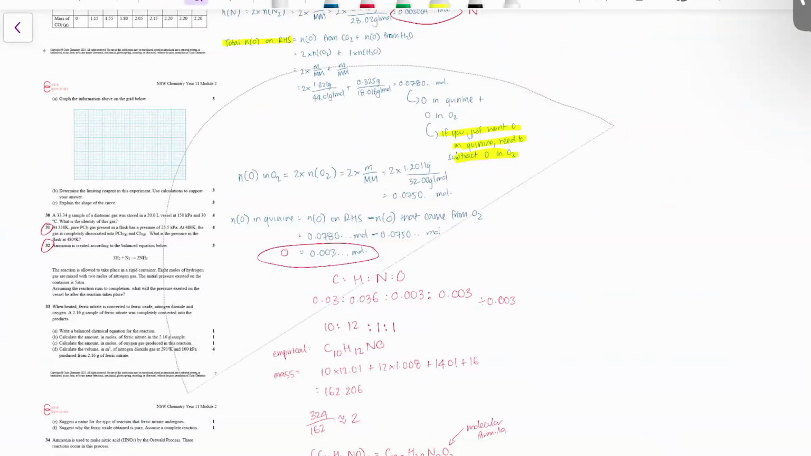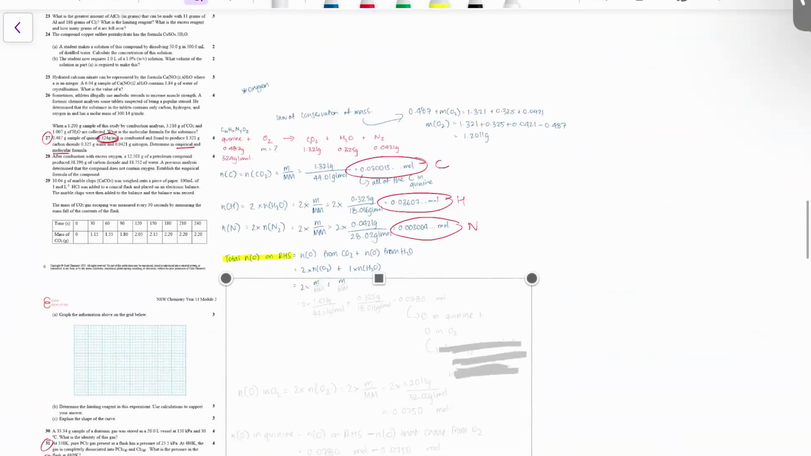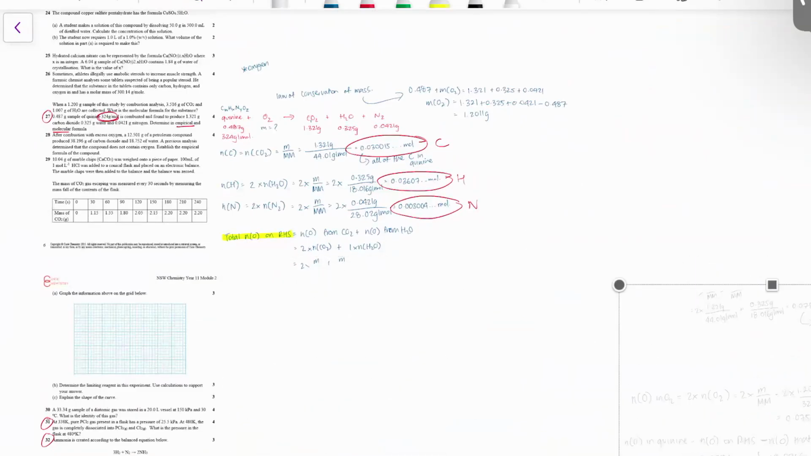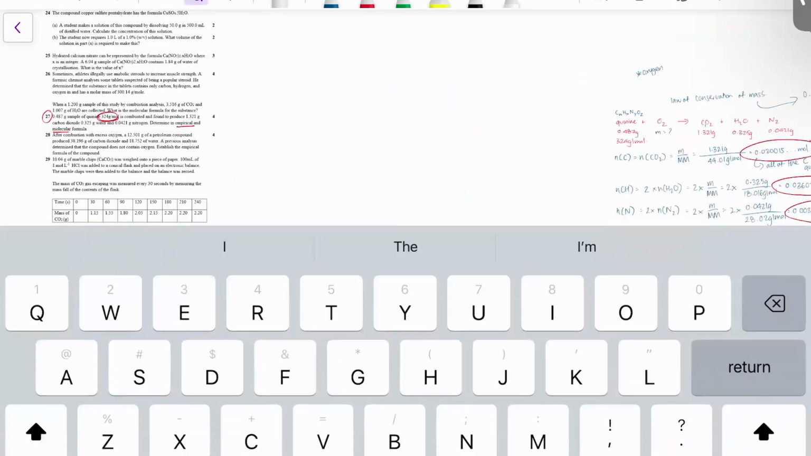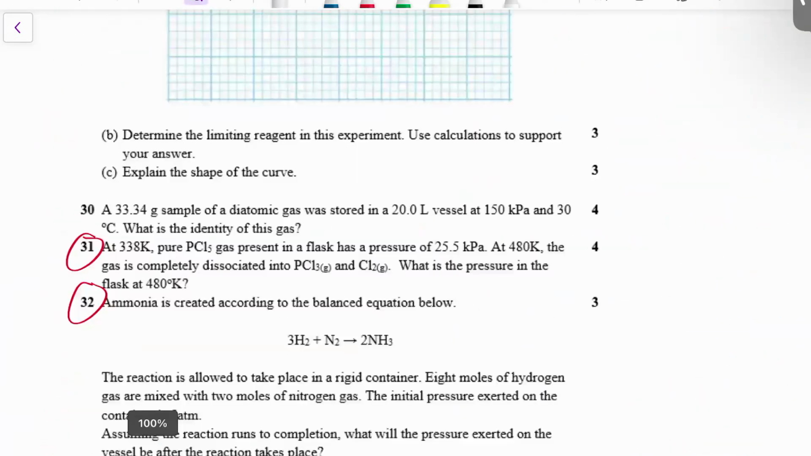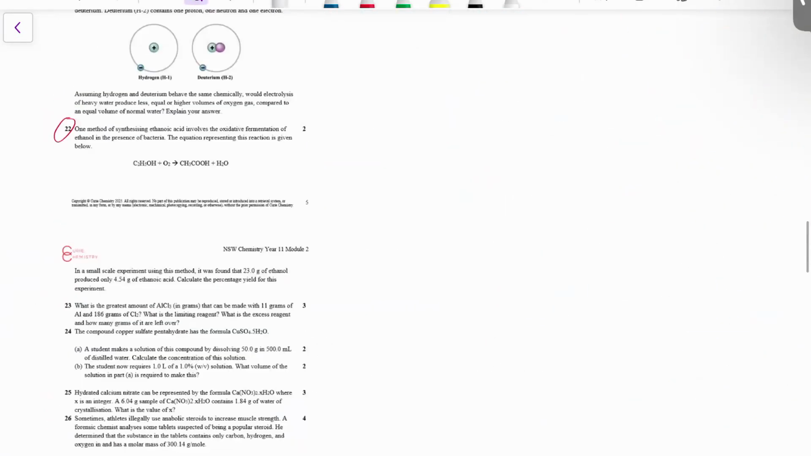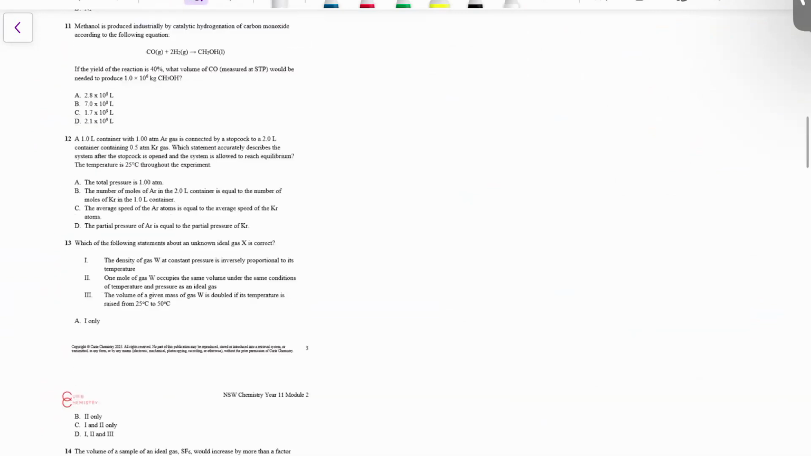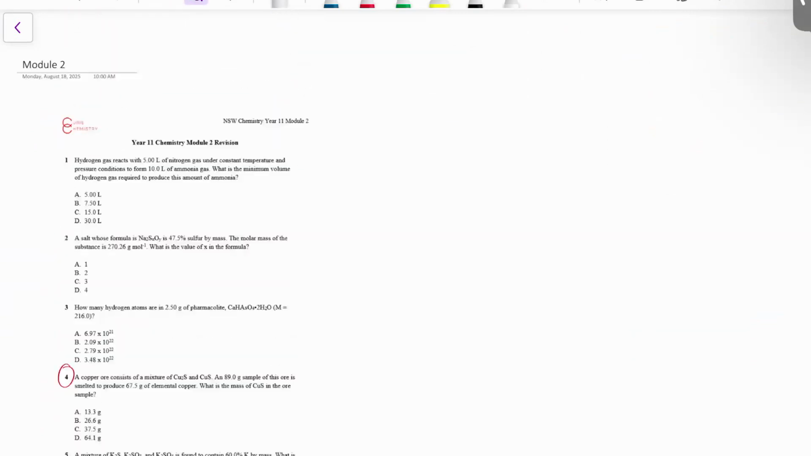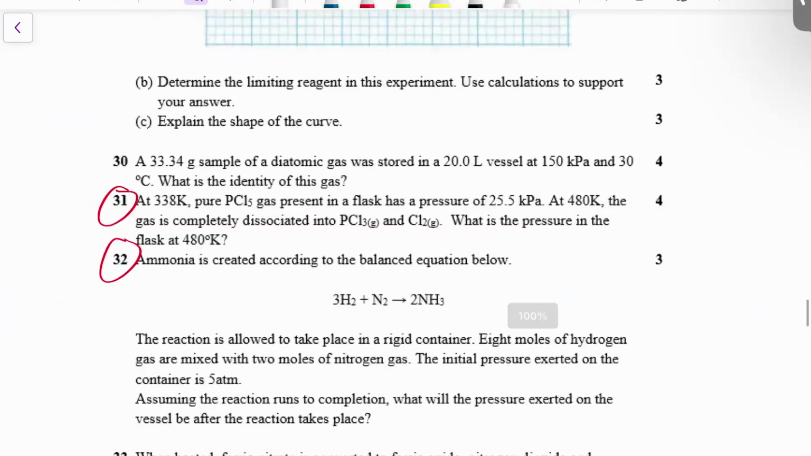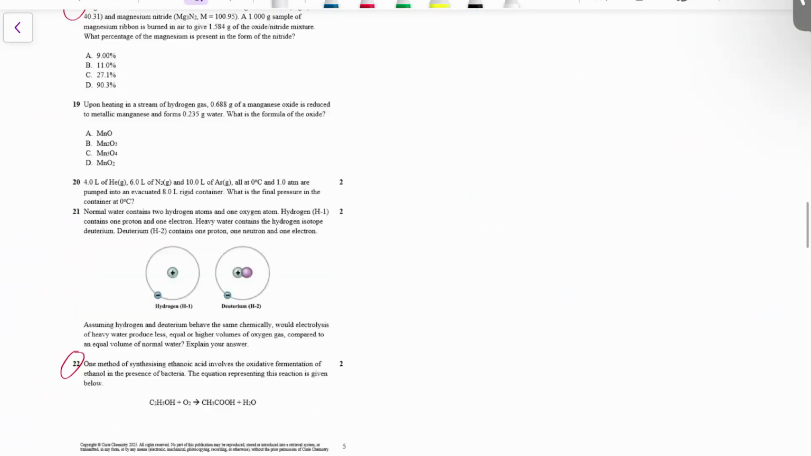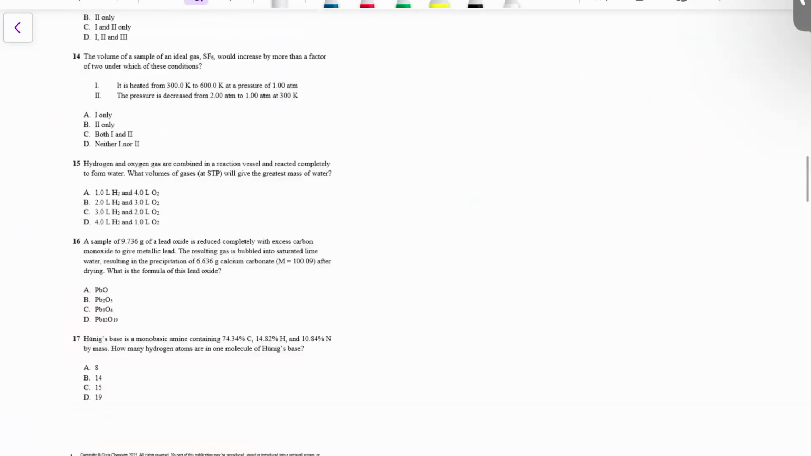Okay, cool. That's done. I'm going to move that over here because I've run out of space. That's most of your mole calculations done. Yeah, we need to move on to your ideal gases.